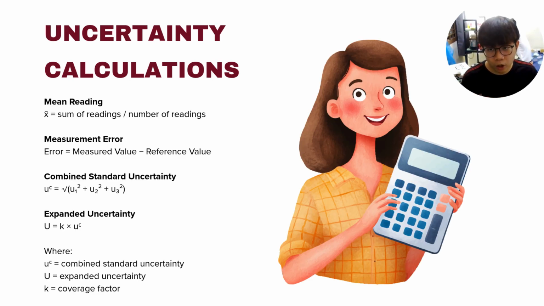So here are the core mathematical formulas our system executes automatically. The mean reading is simply the sum of readings divided by the number of readings. Measurement error is calculated as the measured value minus the reference value. We calculate the combined standard uncertainty using the root sum square method, as shown here. The expanded uncertainty is derived by multiplying the combined standard uncertainty by k, which is the coverage factor.